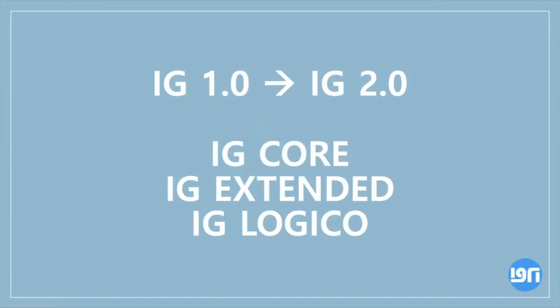We've spent the last several videos looking at the institutional grammar in detail. We explored the evolution from IG 1.0 to IG 2.0, and we reviewed the features associated with each of the three levels of expressiveness in the institutional grammar 2.0: IG Core, IG Extended, and IG Logico. After much study, you now feel ready to do institutional analysis with the institutional grammar.